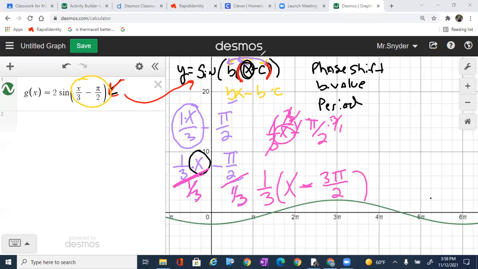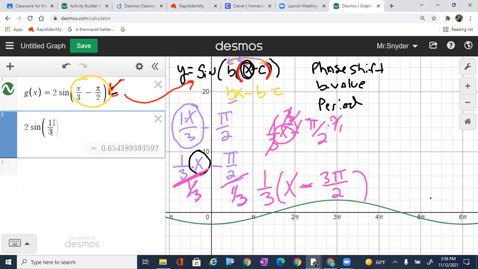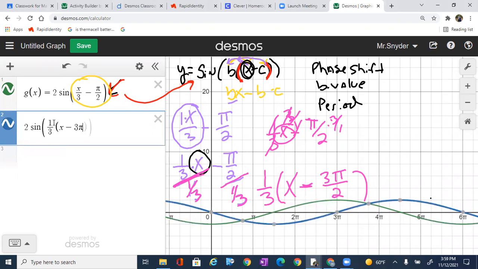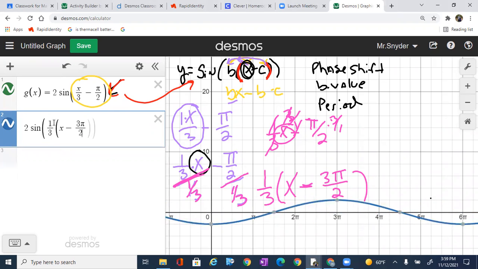Now let's go ahead and check our work and just make sure that what we've got is correct. I'm going to make sure it overlaps. So I'm going to put in 1/3 as our B value, and I'm going to type in X minus 3 pi over 2. Notice that that completely overlaps that equation.